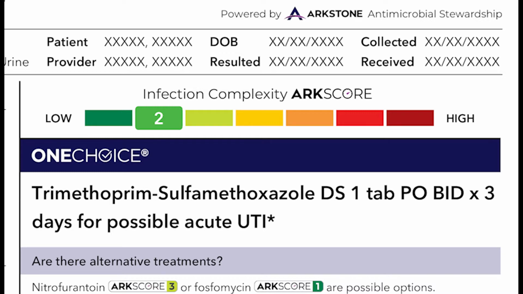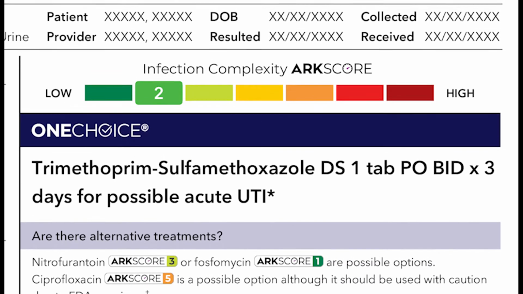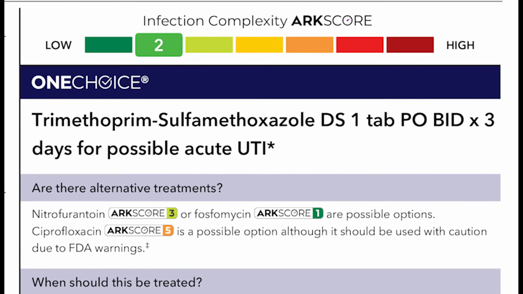So underneath the infection complexity ARC score is your OneChoice. And your OneChoice is that preferred regimen that's going to treat the microbes we're targeting. That is that one antibiotic that has the least propensity to cause resistance, the more narrow spectrum antibiotic, and the antibiotic that's going to treat all the microbes with just one antibiotic as opposed to multiple antibiotics. That's the OneChoice.